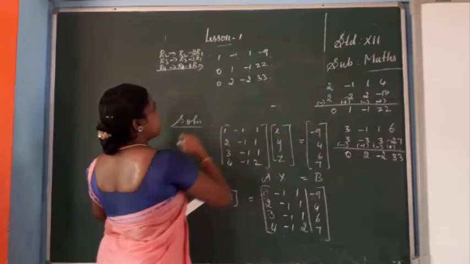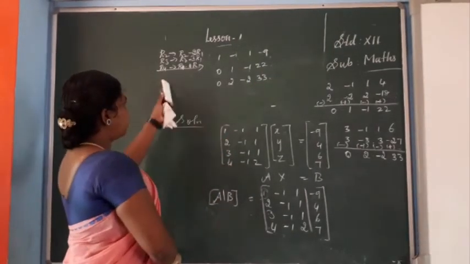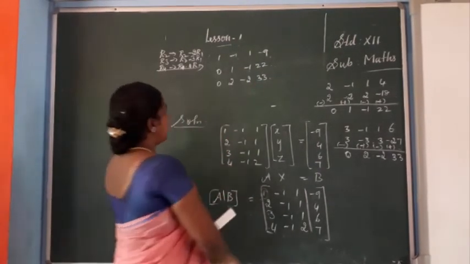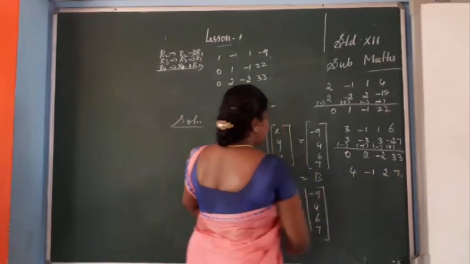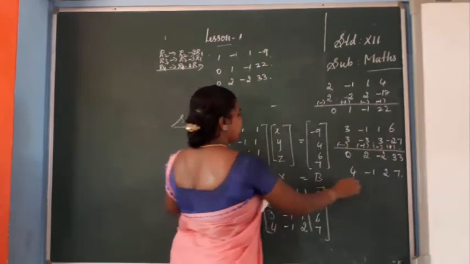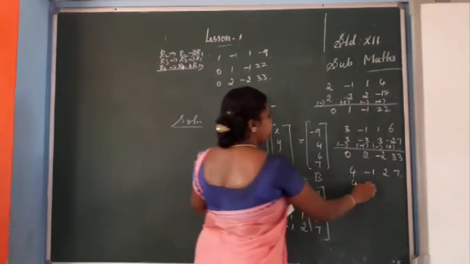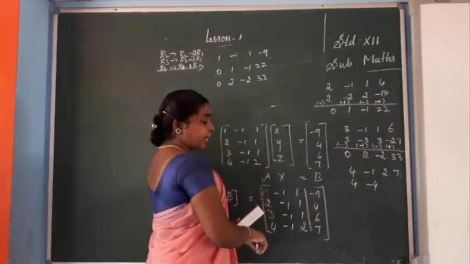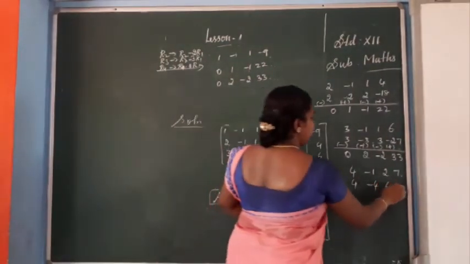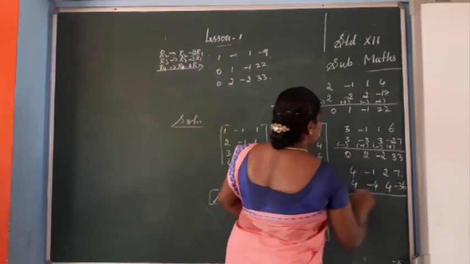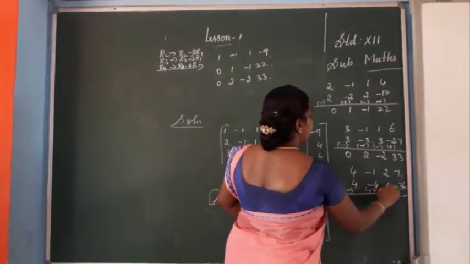Okay. Next, third. R4 gives R4 minus 4R1. So actually R4 is 4, minus 1, 2, 7. We multiply R1 by 4. 1 into 4 is 4. Minus 1 into 4 is minus 4. Next, again 1 into 4 is 4. So 4 nines are 36. So minus 36. Okay, subtract: minus, plus, minus, plus.